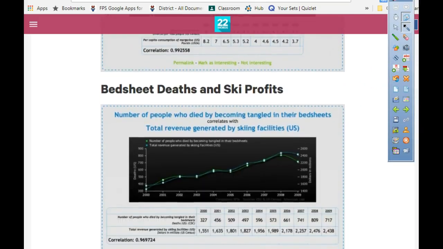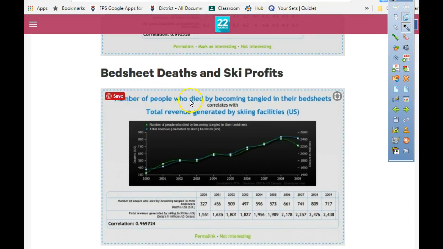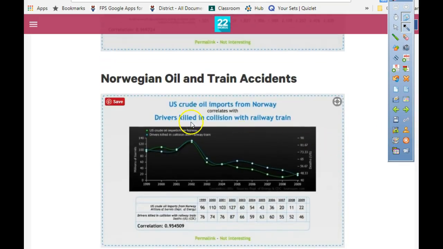Here's another one: the number of people who died becoming tangled in their bed sheets, and the total revenue generated from skiing facilities. And over the years, it was a pretty close match. So I put both these websites. The oil crude from Norway and the drivers killed in a collision with railway trains over the years. And so looking at that, there's a bunch of them.